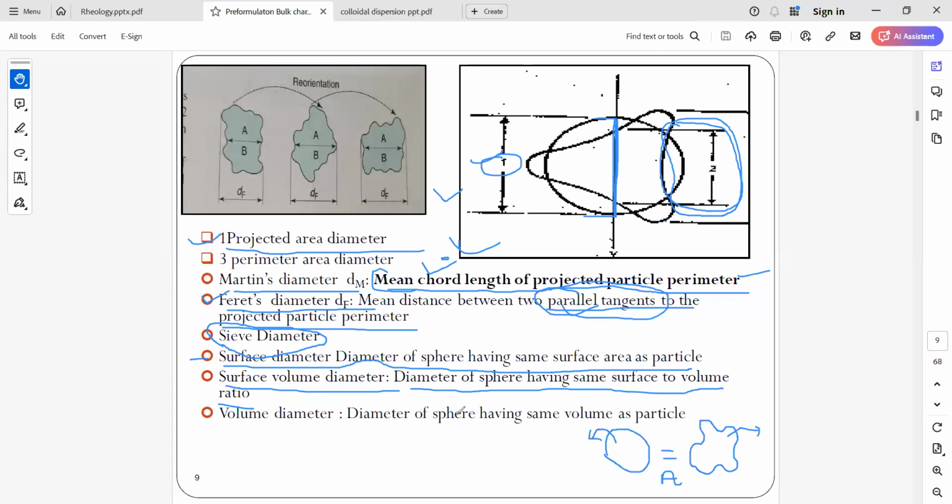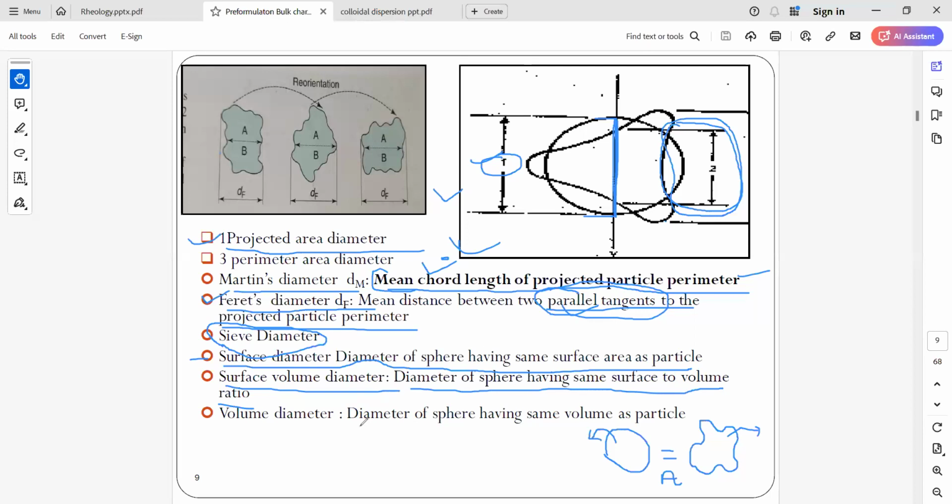Okay, through which method, which kind of diameter we find: for optical microscopy, we will get projected area diameter. Then for the Coulter counter, we get volume diameter. So that is very important. Surface area diameter you can get from the surface area measurement, which we discussed in the previous lecture, right? Air permeability method and adsorption method.